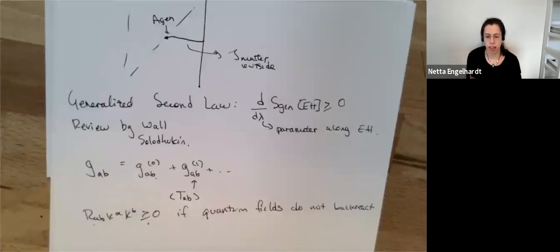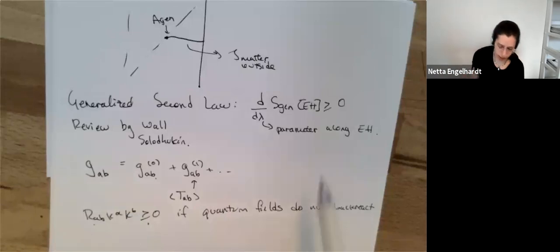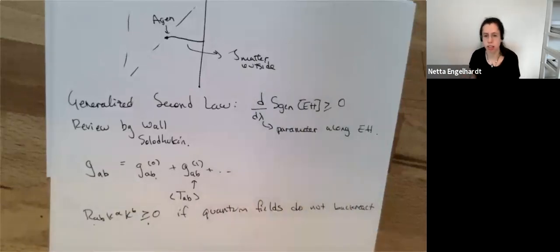And so that is very worrying. Now you could say, well, you have this great generalized second law. Why not use that instead? Well, the generalized second law is very nice, and unfortunately, it applies to causal horizons.